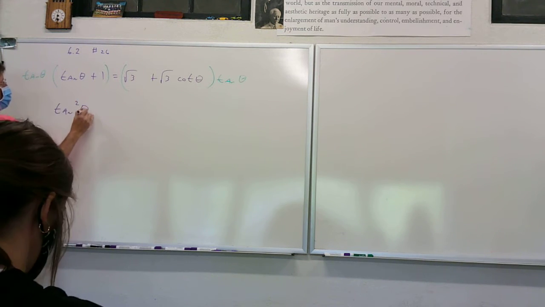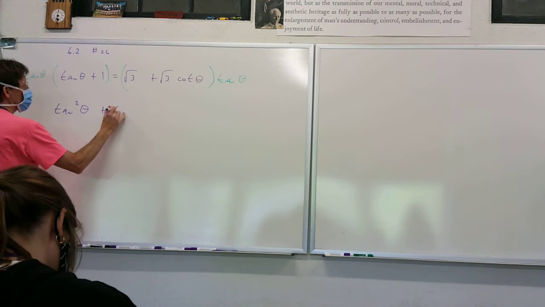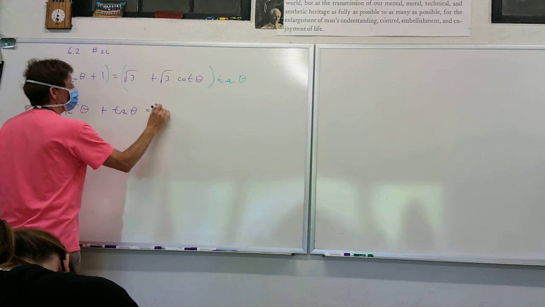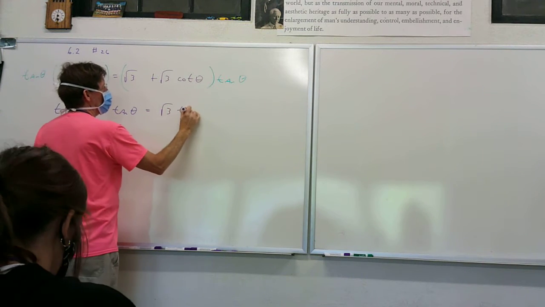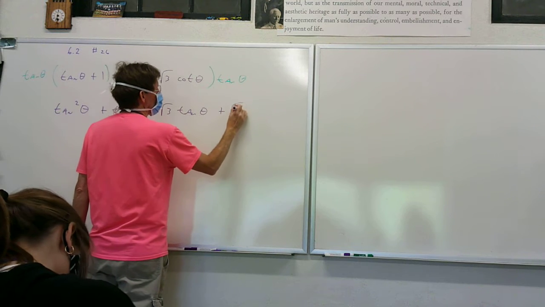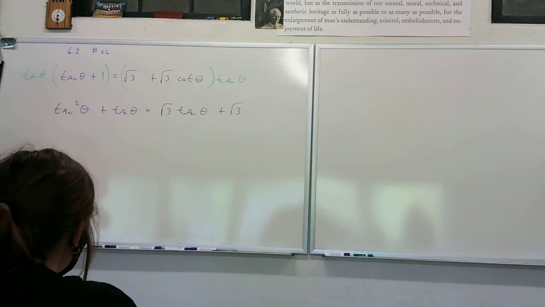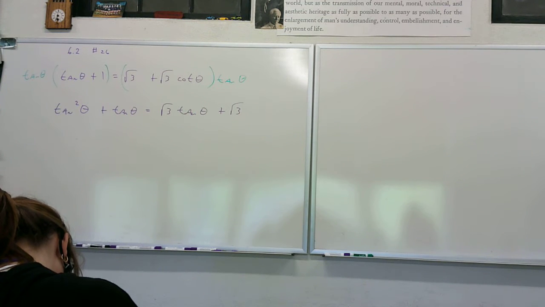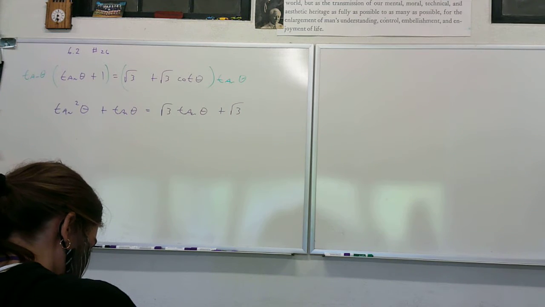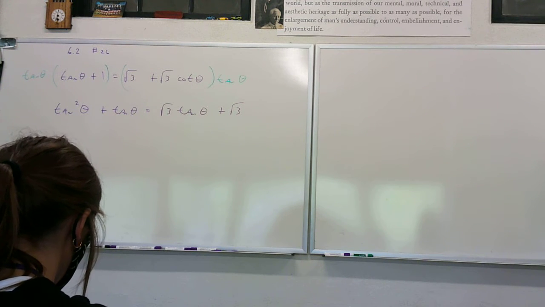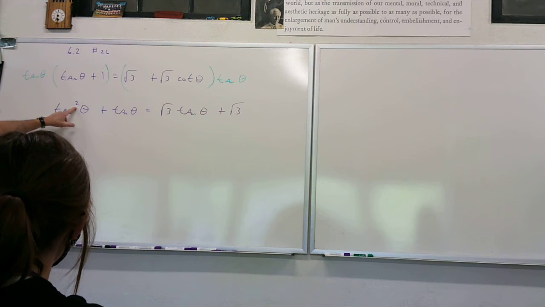Tangent squared theta plus tangent theta equals square root of 3 tangent theta plus square root of 3. Now, that looks really complicated and really nasty, but at least it's all just what? Tangent. I'm kind of feeling good about that because it's all just tangent. Now, I do see that there is a tangent squared.